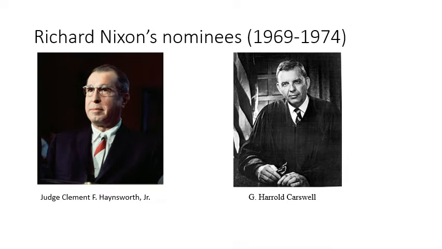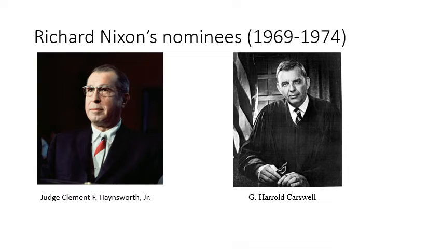But it turned out that Haynsworth had supported a decision by Prince Edward County, Virginia in the 1950s to close its public schools rather than integrate them in response to Brown versus Board of Education. So civil rights activists criticized him, and he was rejected by the Senate.